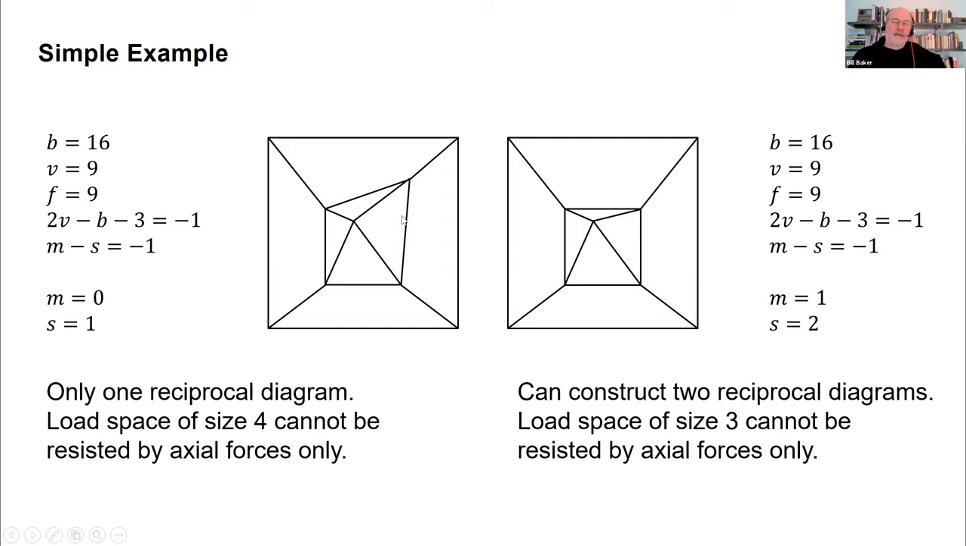The one on the left, even though it has one state of self-stress, is not a very happy one, because even though I can carry loads from the node in the middle to the four nodes just around the middle, I can't carry it to the outside square by axial loads. Because I can't develop any axial forces, I have to carry it by bending, which is very expensive.